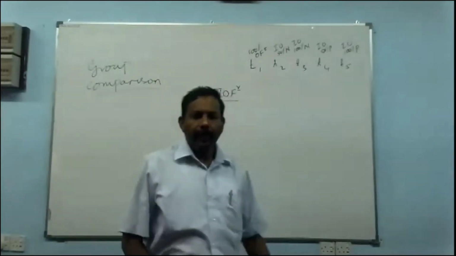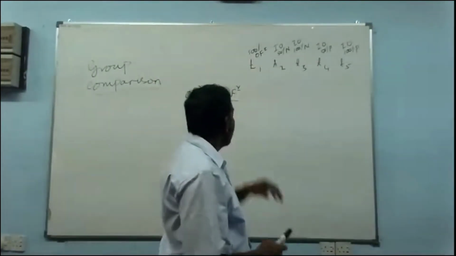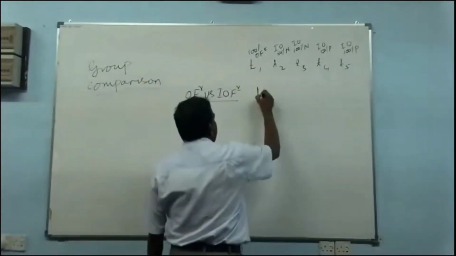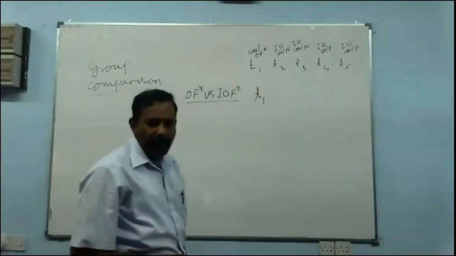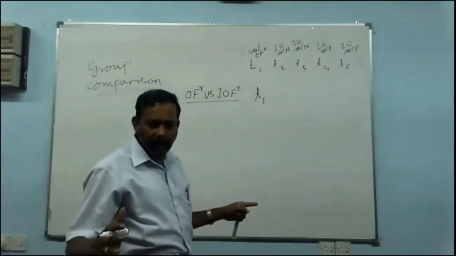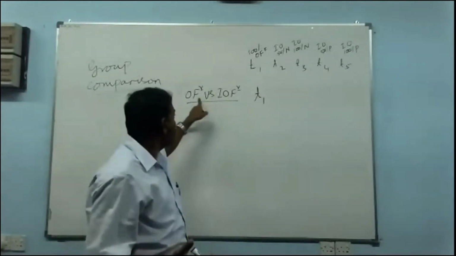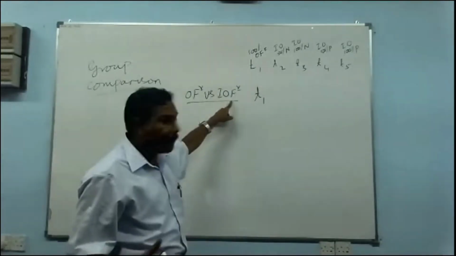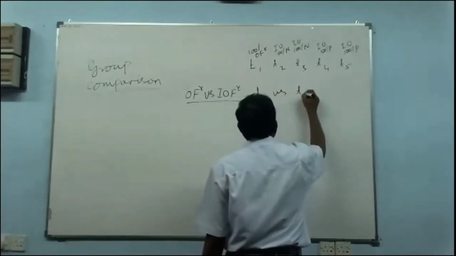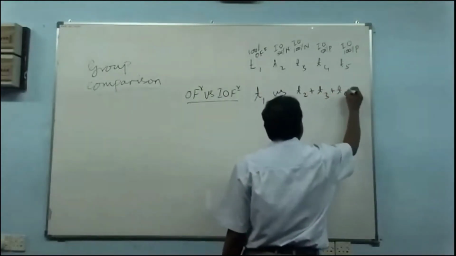Which treatment is with organic, which is with inorganic? T1 is the organic one. What about T2, T3, T4, T5? All the rest, 4 treatments, are with inorganic. So my objective is organic versus inorganic. So what I want to say is T1 versus T2 plus T3 plus T4 plus T5.